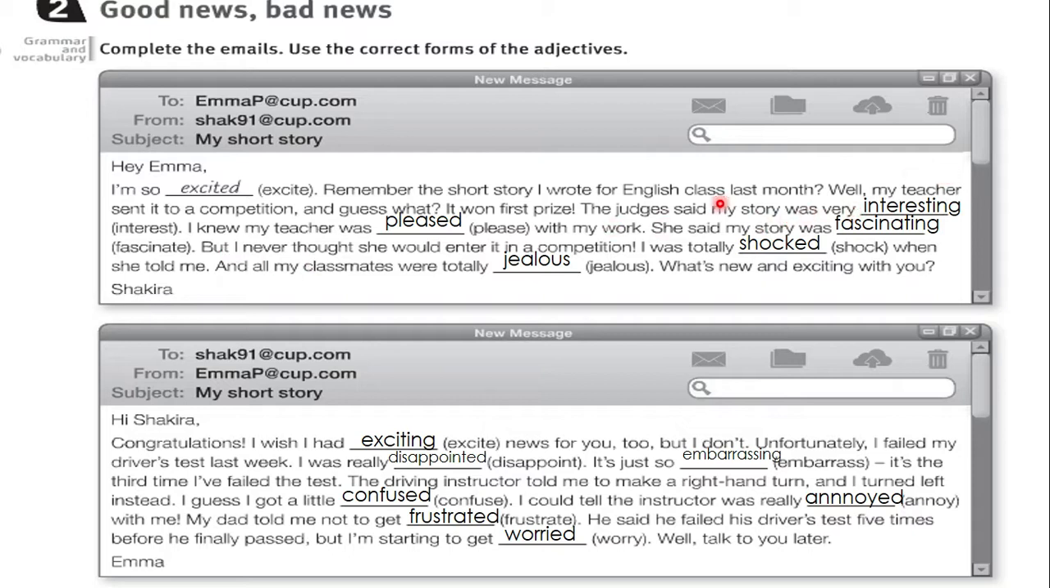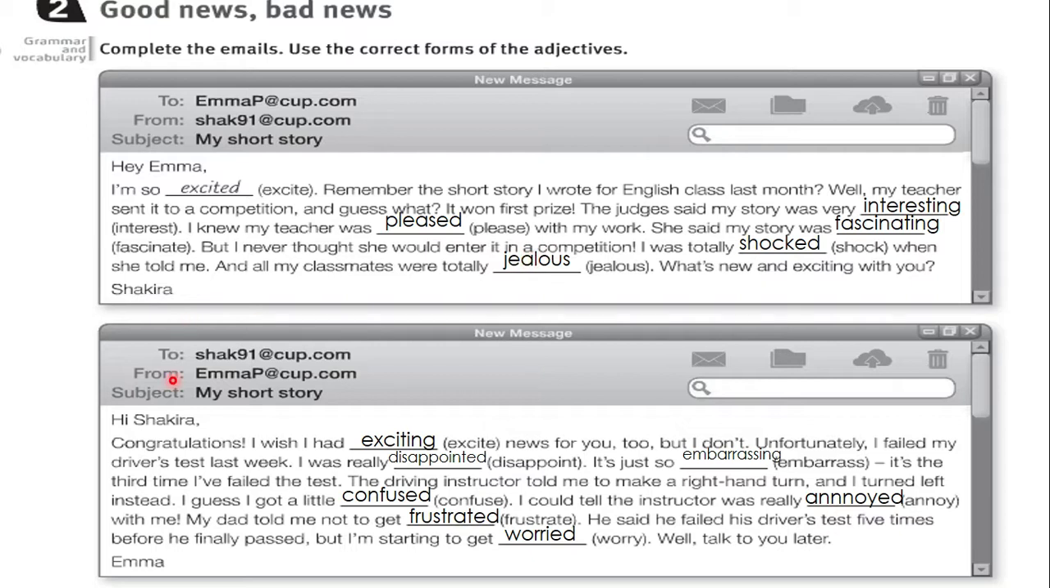This is describing the story. "I knew my teacher was pleased," so this is how the teacher felt with my work. "She said my story was fascinating." I'm describing the story again. "But I never thought she would enter it in a competition. I was totally shocked." This is how I felt when she told me, "and all my classmates were totally jealous," so this is how they felt. "What is new and exciting with you?"